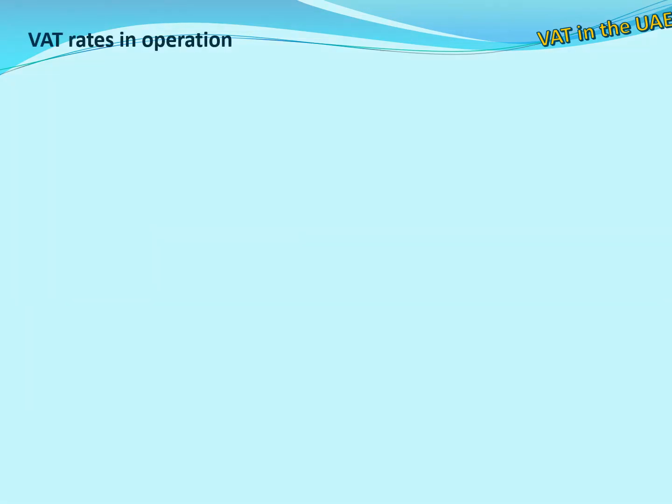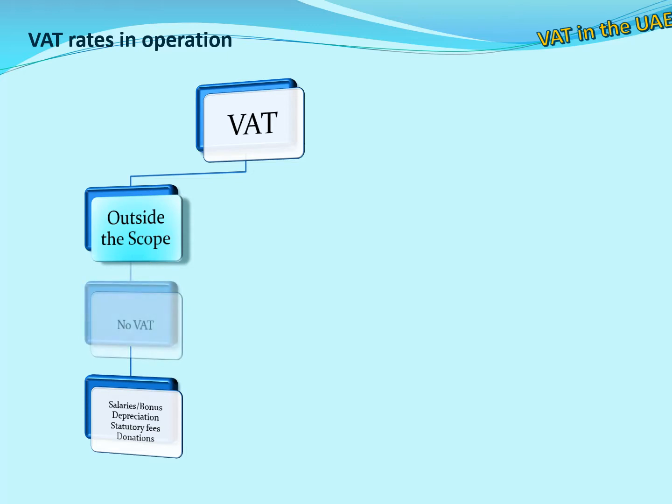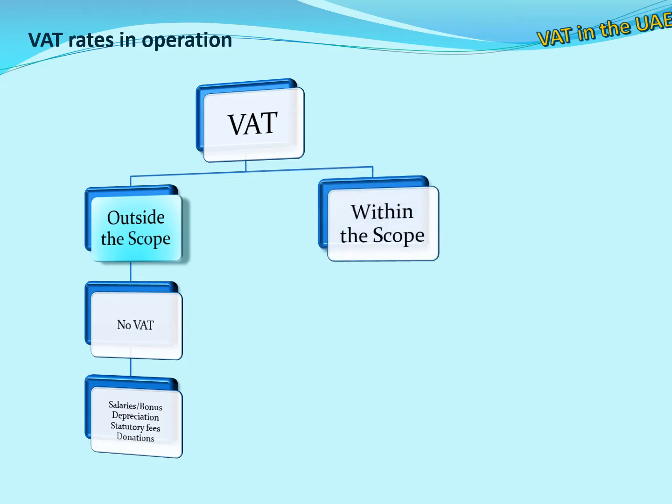VAT rates. VAT works along a number of different rates that are applied on various different transactions. Those things that do not have VAT applied or do not fall within the scope of VAT are regarded as outside the scope of VAT transactions. Examples being salaries, bonuses, depreciation, statutory fees, donations. These things are regarded as being outside the scope of VAT and therefore VAT is not applicable.